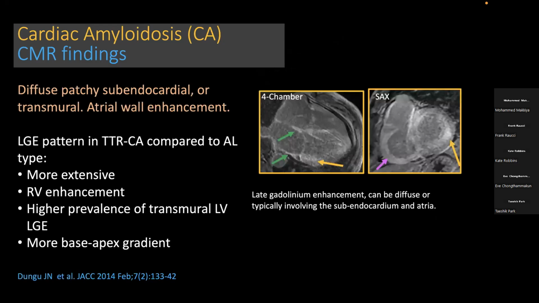Diffuse patchy subendocardial enhancement or transmural enhancement is very characteristic. Another characteristic thing is the enhancement of the atrial wall. I find that it's really helpful in some patients. And there are some suggested features that can be seen more with transthyretin type cardiac amyloidosis, or the genetic type: the enhancement is more extensive, with the presence of RV enhancement and a high prevalence of transmural enhancement versus subendocardial enhancement in the light chain type.